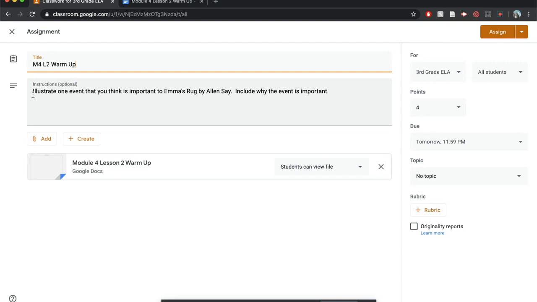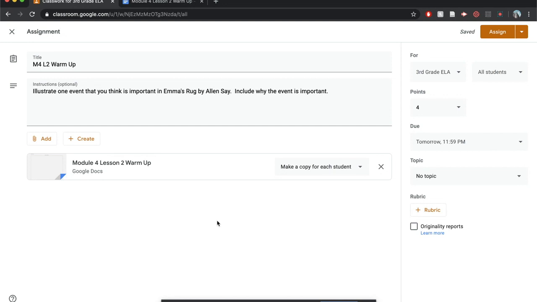You need to illustrate one event that you think is important in Emma's Rug by Allen Say, and I want you to include why the event is important. For this assignment, I did create a file for each of you, making a copy. However, if you don't have a printer, that is completely fine. Please use any kind of scrap paper you have, and a pencil. If you want to color it, that's great.